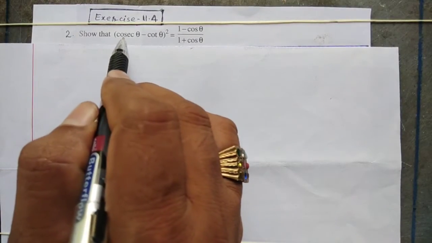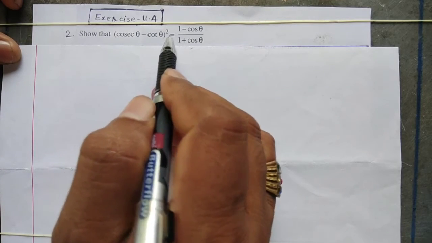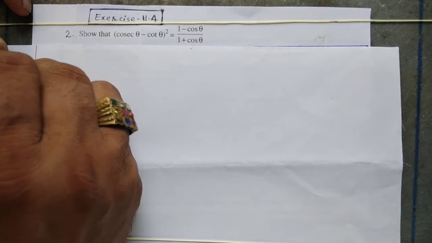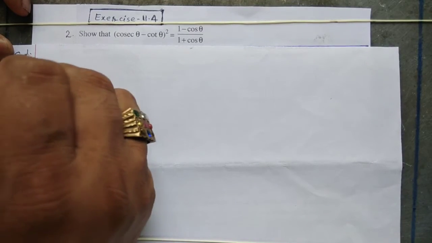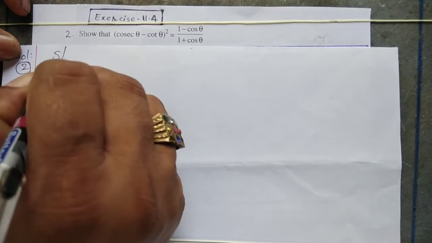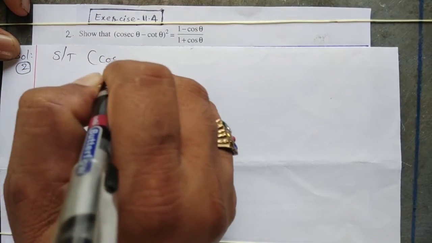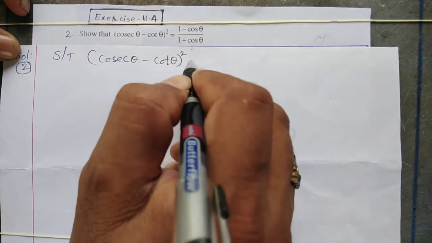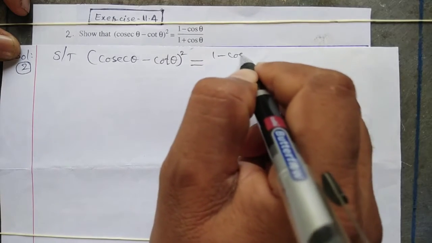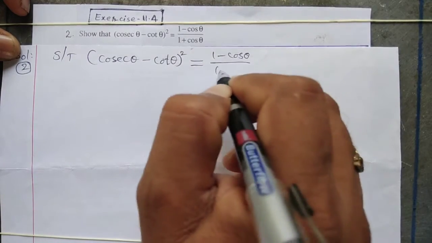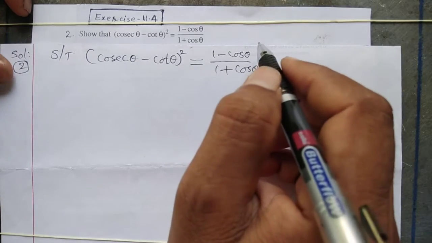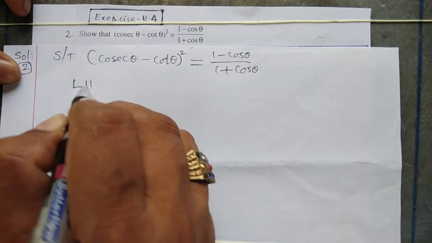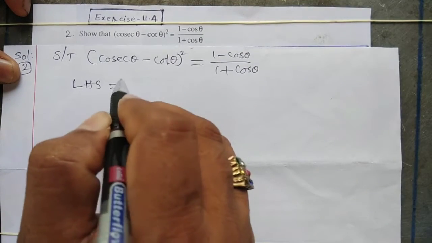Second problem: show that (cosec theta minus cot theta) whole square is equal to (1 minus cos theta) by (1 plus cos theta). Solution for the second problem: show that (cosec theta minus cot theta) whole square is equal to (1 minus cos theta) by (1 plus cos theta). To show this, I will take LHS and show RHS.